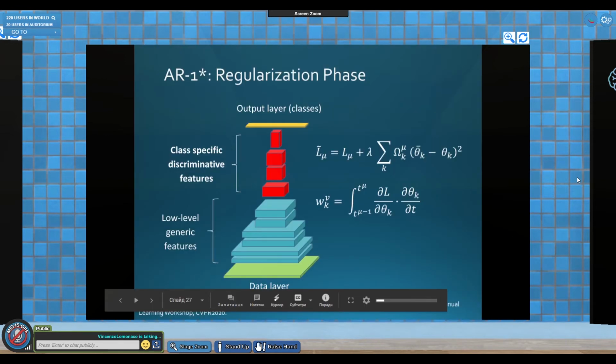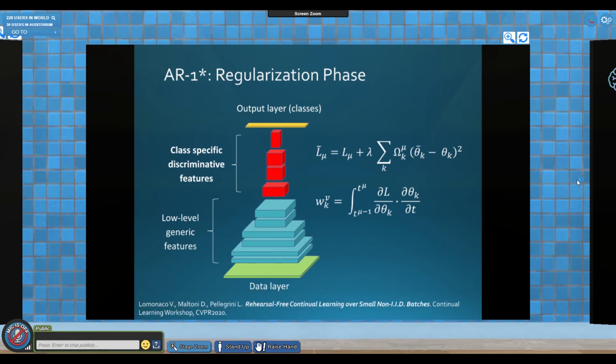The upper part instead is based on a regularization approach, a continual learning approach. I hope you can see now slide 27. In this slide, essentially, I report the loss function definition with an additional regularization term.